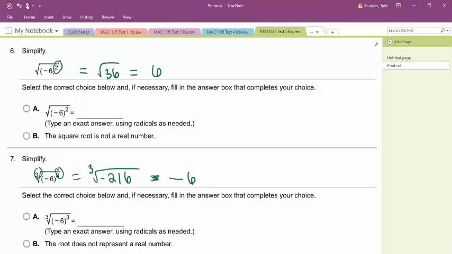Wait, how did you get -6? The cube root of negative 216. So you would do that on your calculator, potentially. I'm not sure what capability your calculator has. The other way is you could work backwards.